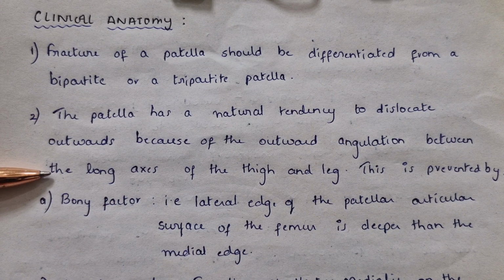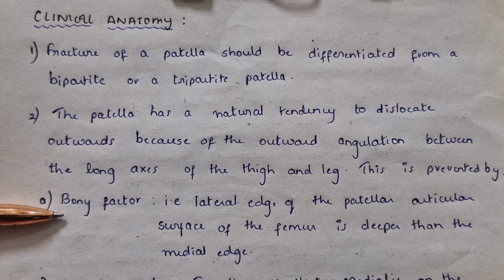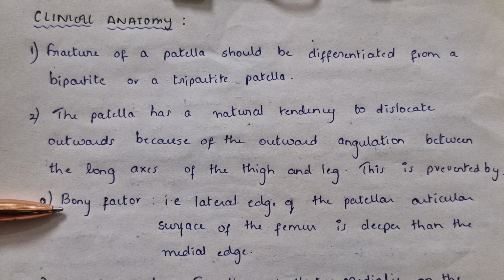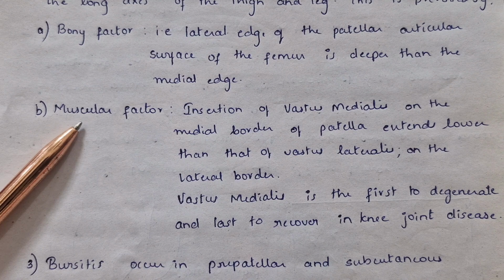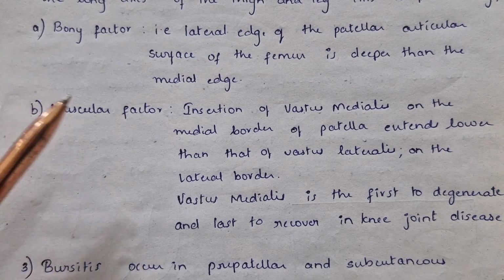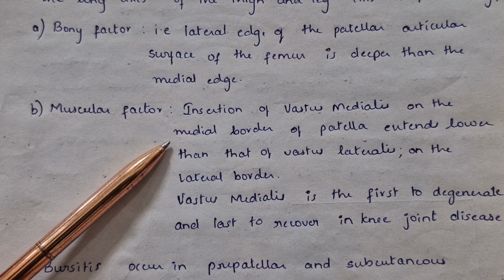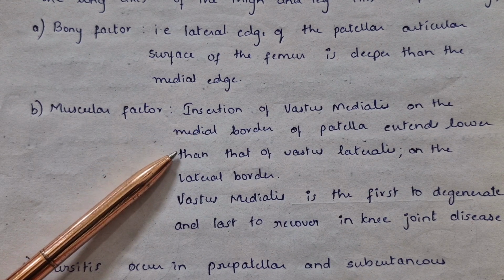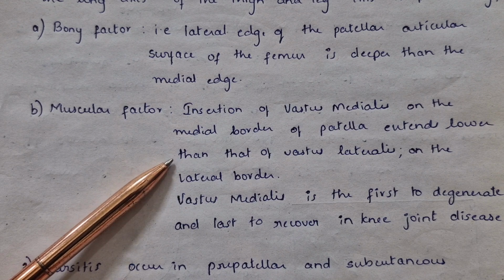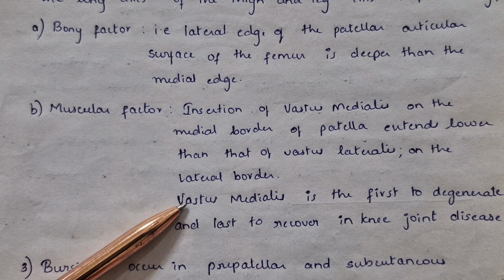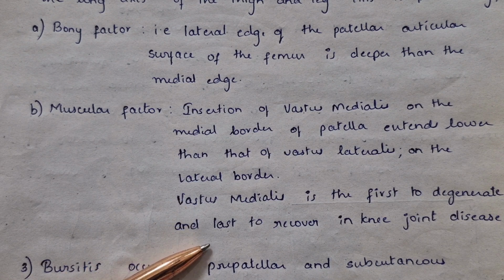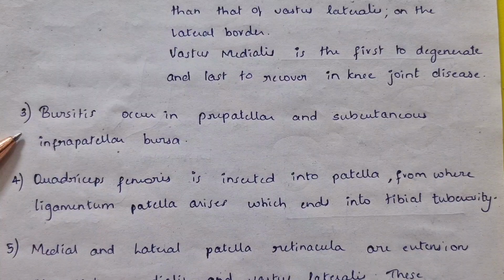This is prevented by bony factor, that is, the lateral edge of the patellar articular surface of the femur is deeper than the medial edge, and also due to muscular factor, that is, insertion of the vastus medialis on the medial border of patella extends lower than that of the vastus lateralis on the lateral border. The vastus medialis is the first muscle to degenerate and the last to recover in knee joint disease.